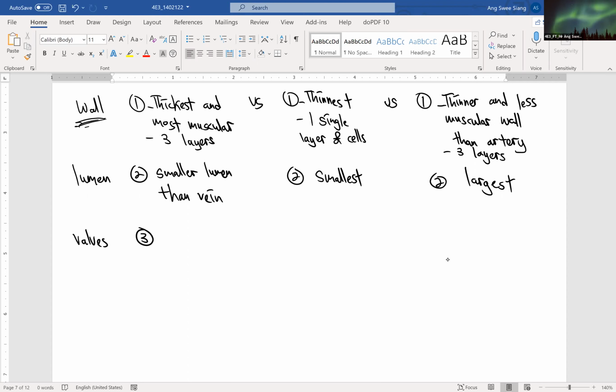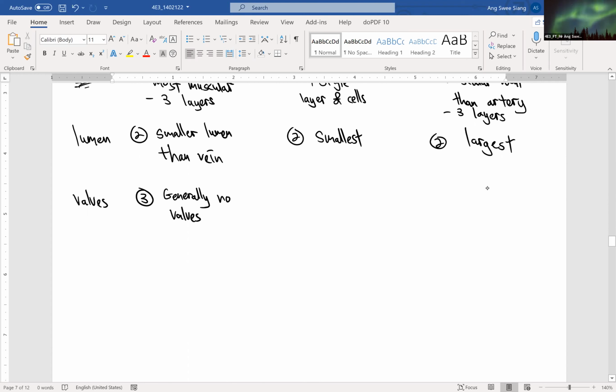In general, arteries have no valves. Generally, no valves. But there are exceptions. The exceptions are that the aorta has aortic valves, and the pulmonary artery also has semi-lunar valves.